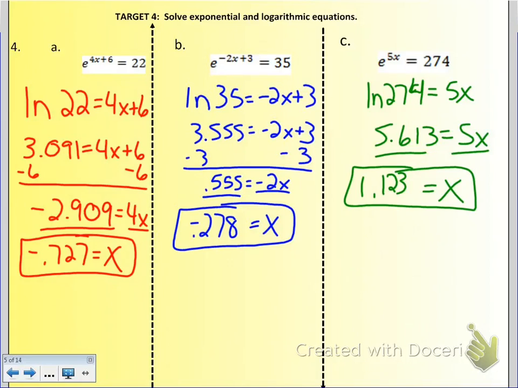You can check your answer, so you should never get this wrong on a quiz or a test. It's very simple to check your answer. You're going to take your answer. I'm going to use the blue one here as a model. You're going to plug negative 0.278 in here to the x, the original equation. Plug it in your calculator, and you should get approximately 35. You're not going to get exactly 35, but you're going to get really, really close to 35 in your answer. And that's a way to check it, so you should never get this wrong on your test.